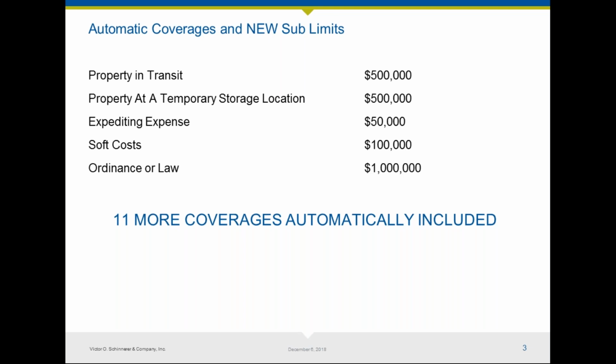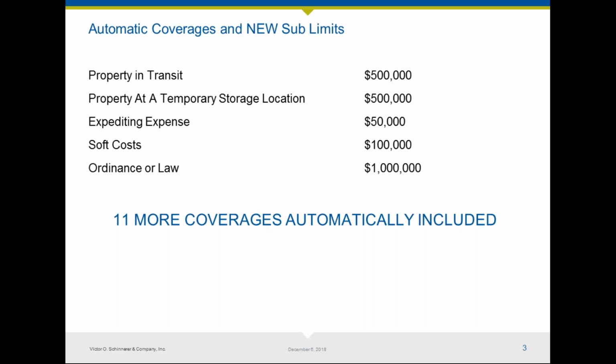Property in transit, $500,000 is built in automatically. Maybe I bought a window package. I'm a builder and I bought a window package and now I have to transport it from the manufacturer of the windows to my project. So I have $500,000 of windows being driven down the road. Now maybe the common carrier has the exposure, but maybe they don't. So these transit coverages do apply.